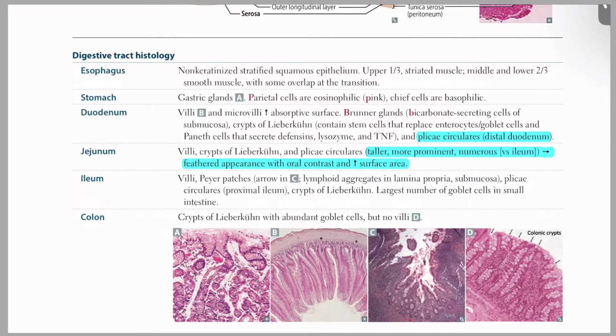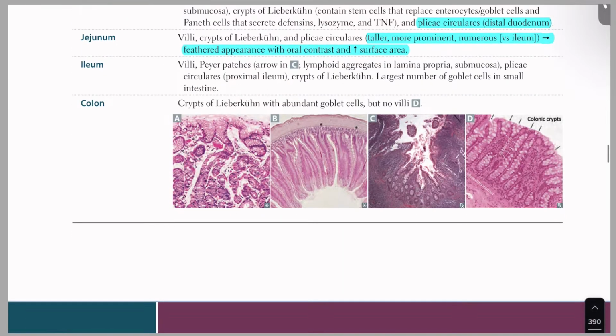Ileum: villi, Peyer patches, arrow in C. Lymphoid aggregates in lamina propria, submucosa. Plica circulares, proximal ileum. Crypts of Lieberkühn, largest number of goblet cells in small intestine. Colon: crypts of Lieberkühn with abundant goblet cells but no villi.